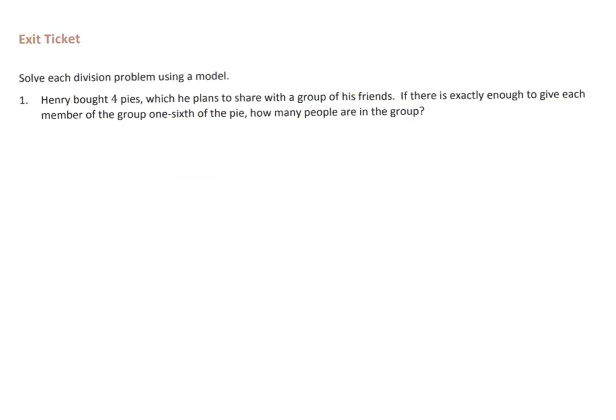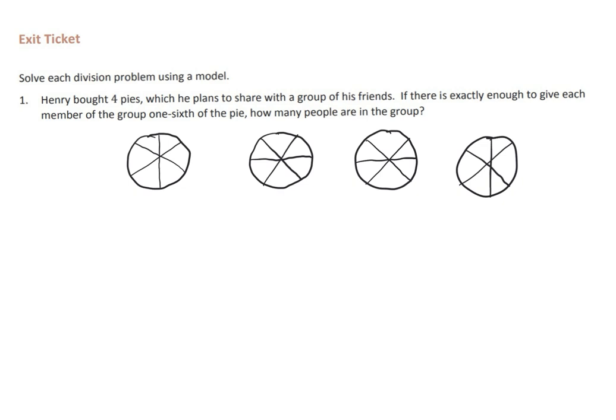In this problem, we are solving each division problem using a model. And the problem is Henry bought 4 pies, which he plans to share with a group of his friends. If there is exactly enough to give each member of the group 1/6 of the pie, how many people are in the group?